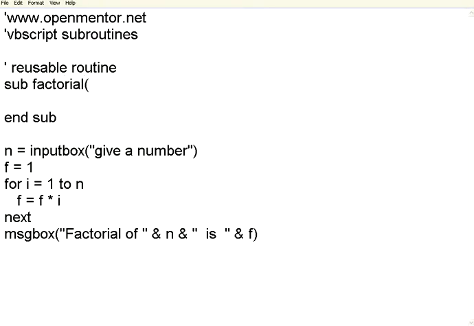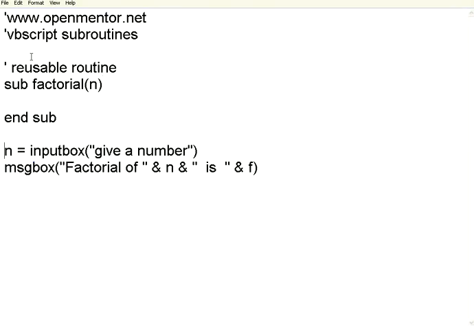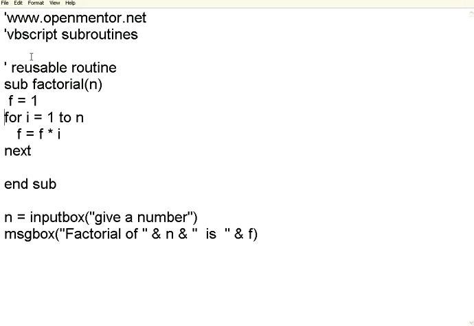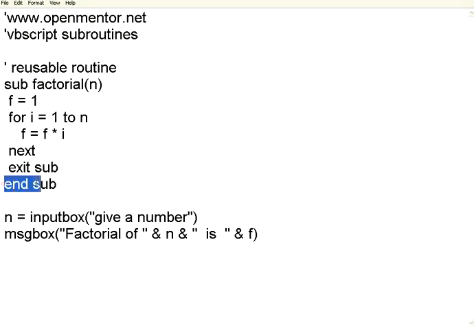And I want to pass a parameter. So if you want to pass a parameter, let us say n. Then what I need to do is just copy paste this code underneath that. If you want to exit the subroutine like a return statement, you can say exit sub. In this case, since the next statement is end sub, this exit sub is implicit.